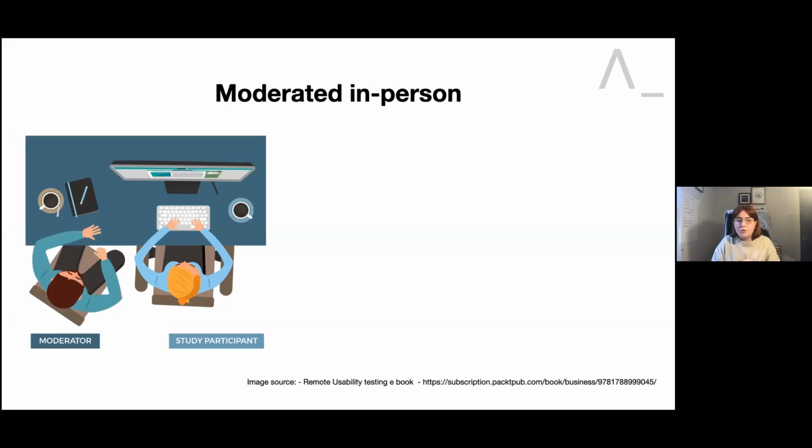Focusing then on some of the different ways that you can carry out usability testing. The first one I wanted to focus on is moderated in person. And I think the image here sums it up nicely, in that you have your study participant interacting with your interface, and then you have the moderator or the facilitator there alongside them, taking notes and maybe asking questions.